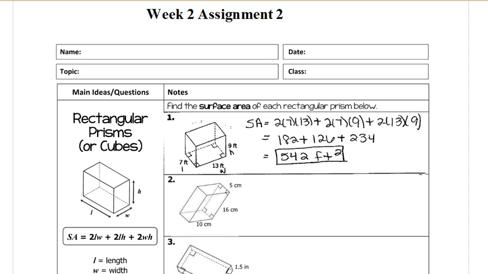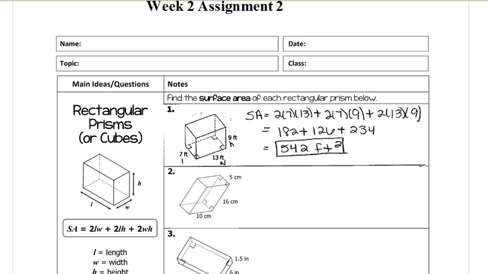Alright, we have week 2, assignment 2. Now we're finding surface area. We're finding the outside of these prisms, of these boxes, or these cubes, however you want to label them. So we have number 1 as our example.